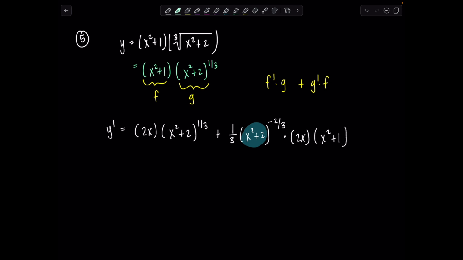Okay, let me write underneath what everything is. Maybe that'll help you too. So this is f prime g. All of this is g prime, and then that's f.